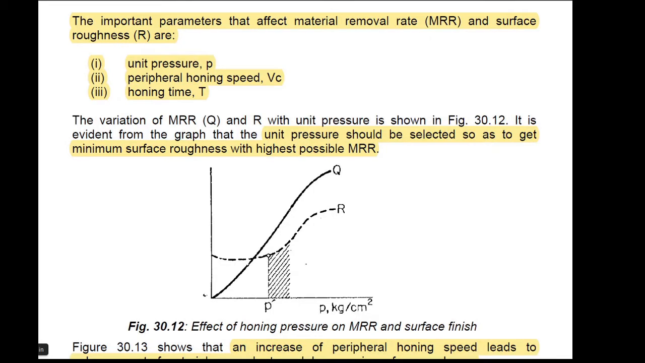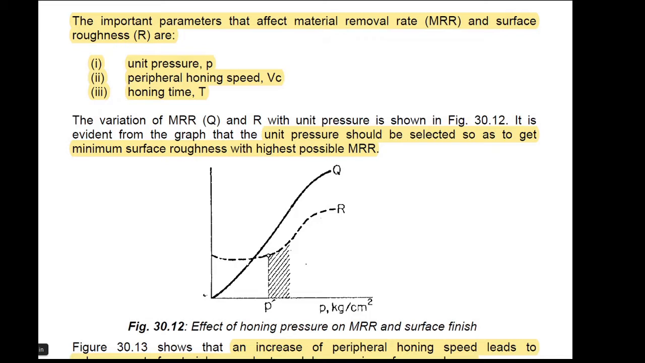Let us discuss the conditions under which better honing operation can be performed. The important parameters which affect the material removal rate and surface roughness in a honing operation are the unit pressure P, that is the applied pressure per unit area, the peripheral honing speed, that is the peripheral tangential speed of the honing tool, and the time for which the honing operation is performed, which is represented by T.